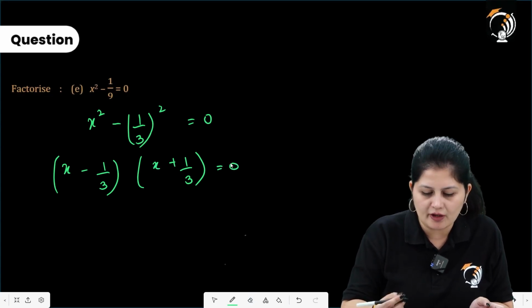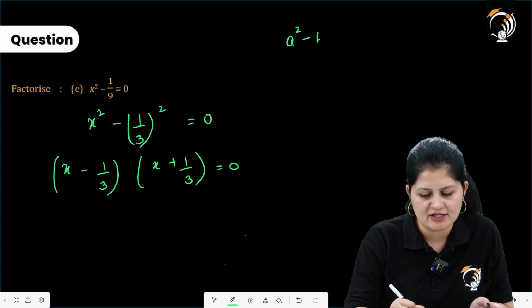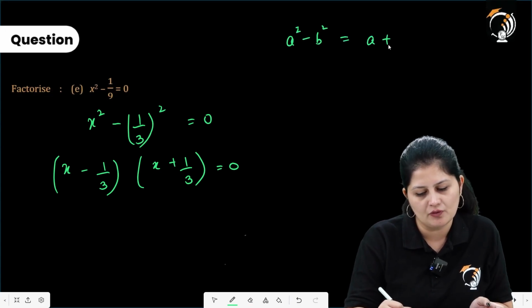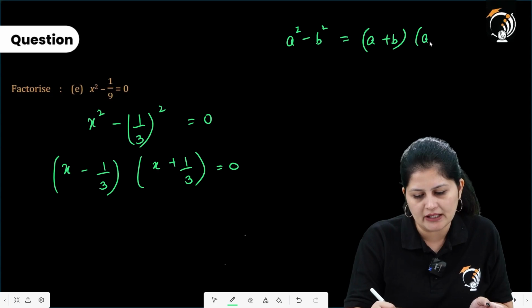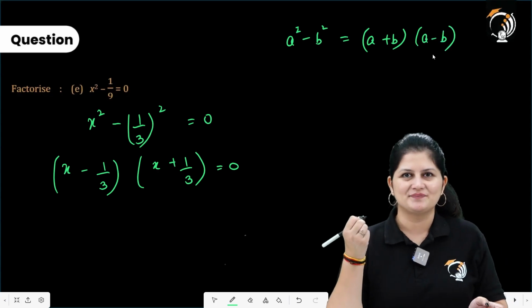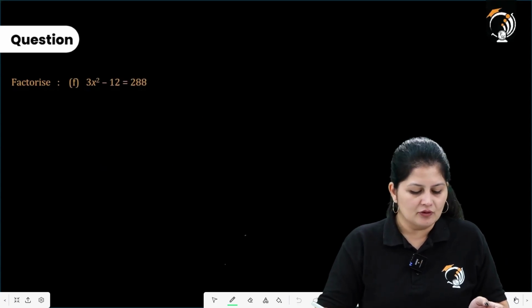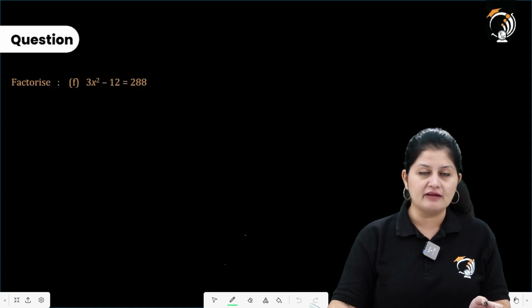Right? So the property that we are using here is a square minus b square is equal to a plus b multiplied by a minus b. Clear? Okay. Now, moving to the next question, where again we need to factorize.